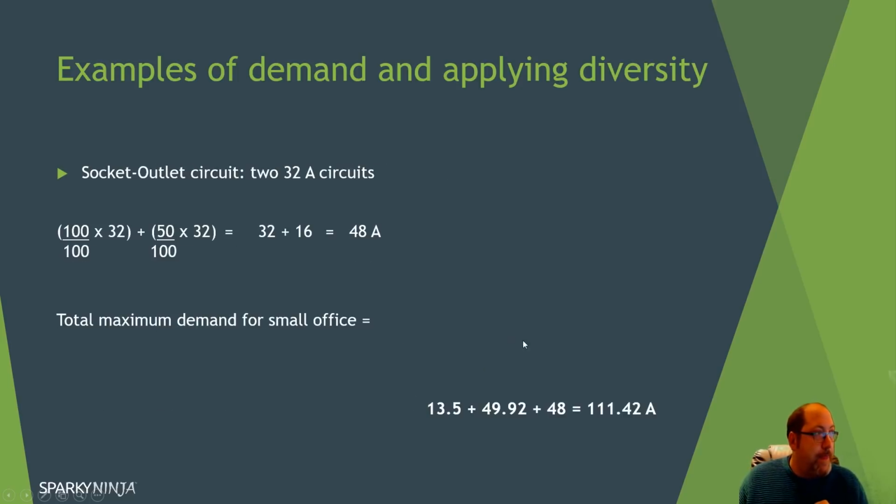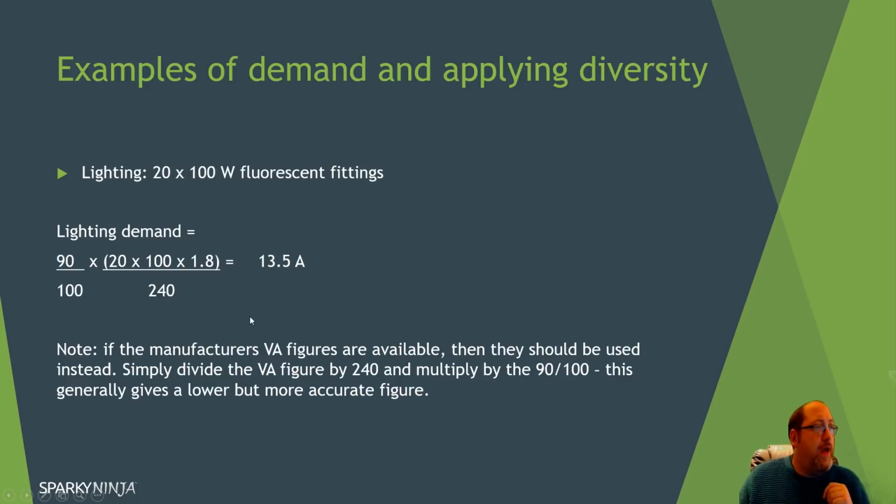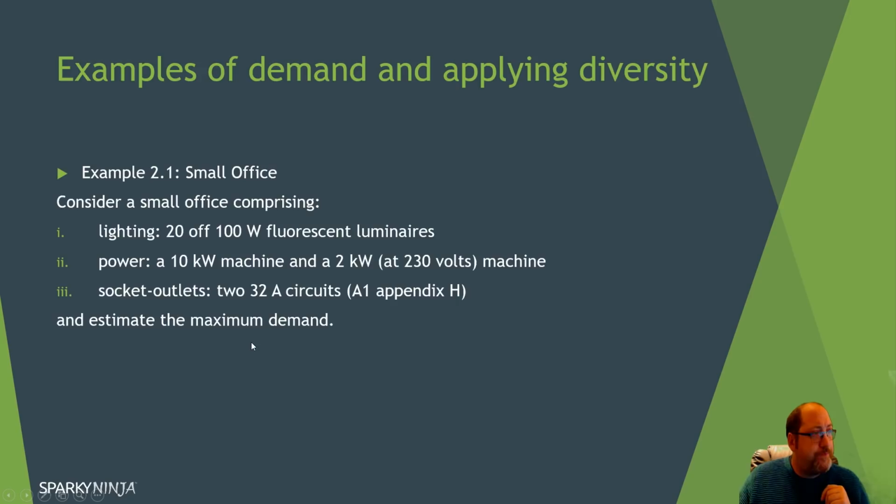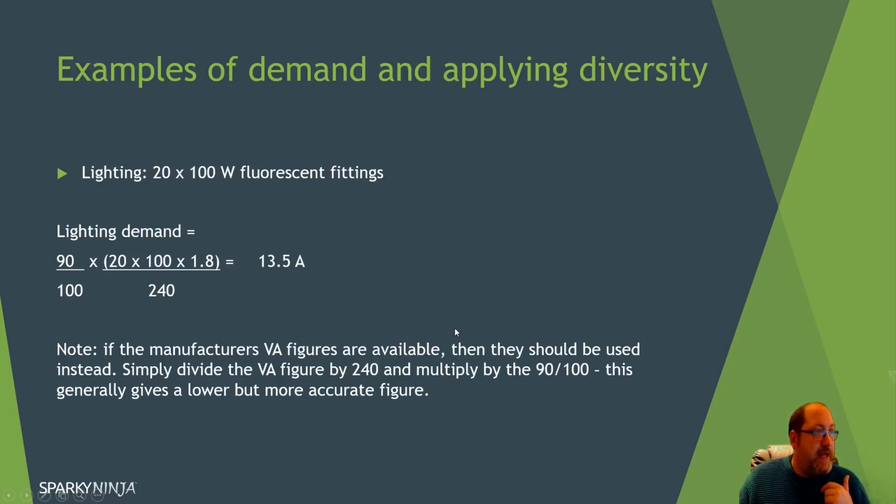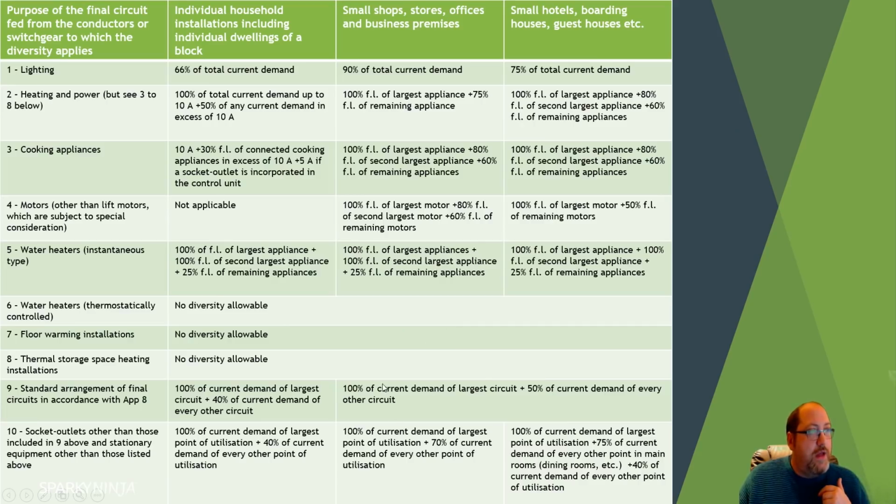Great. The third one was two 32 amp sockets installed. I believe it was A1 Appendix H. If you look at A1 Appendix H, it says 100% current demand of the largest and 50% current demand of every other circuit.